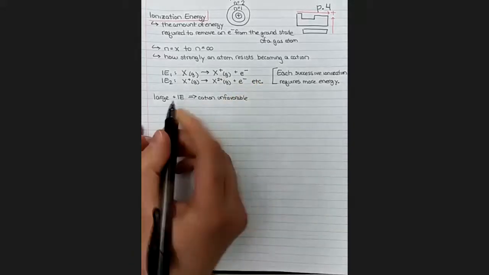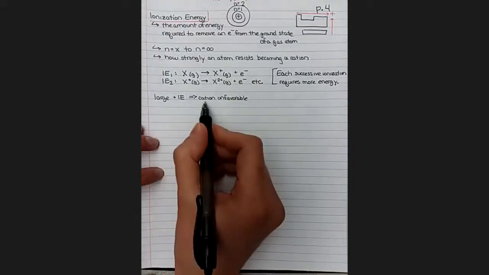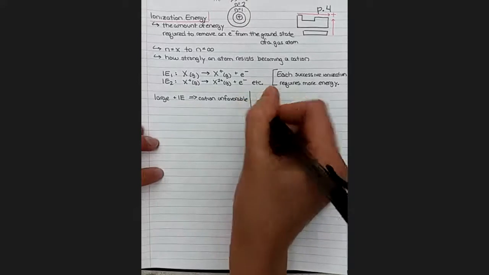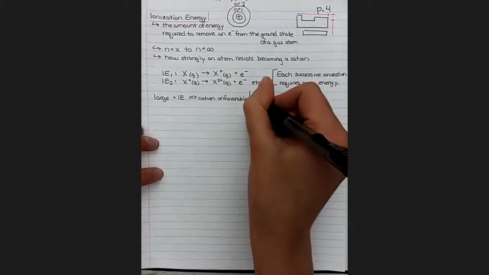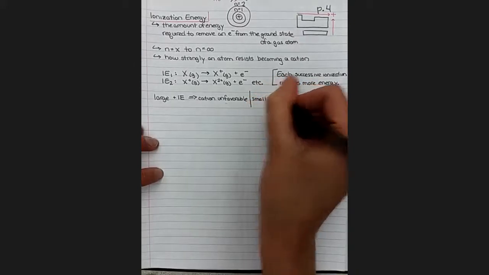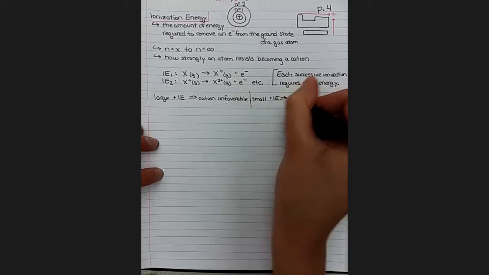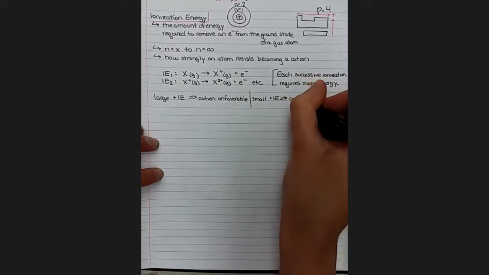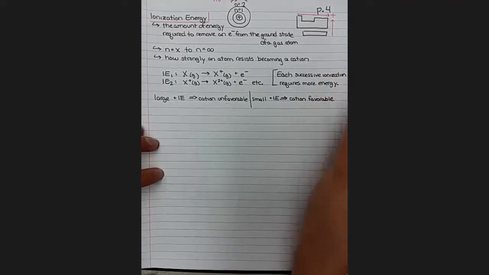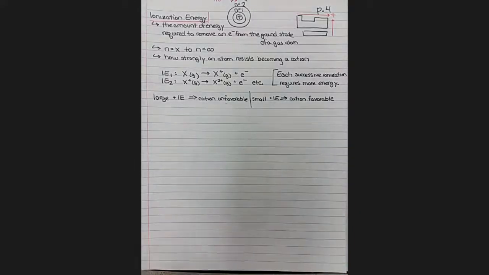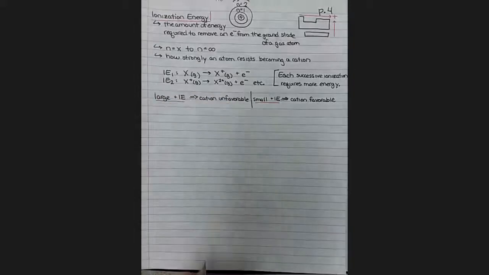So there's a large amount of energy input necessary to make that cation happen, and large energy situations are unfavorable. The opposite is true. If we have a small positive ionization energy, that means the formation of the cation is favorable. It still takes some energy to pull that electron away, but it's a much smaller amount, and so that's a favorable situation.